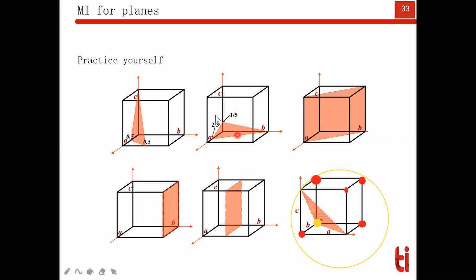In the same way, in the middle case, the second case, the intercept at A is 2/3, at B it is 1, and along C it is 1/5. So you have to take the reciprocals and then put it in the parenthesis. So likewise, you can find out the Miller index for all given problems.